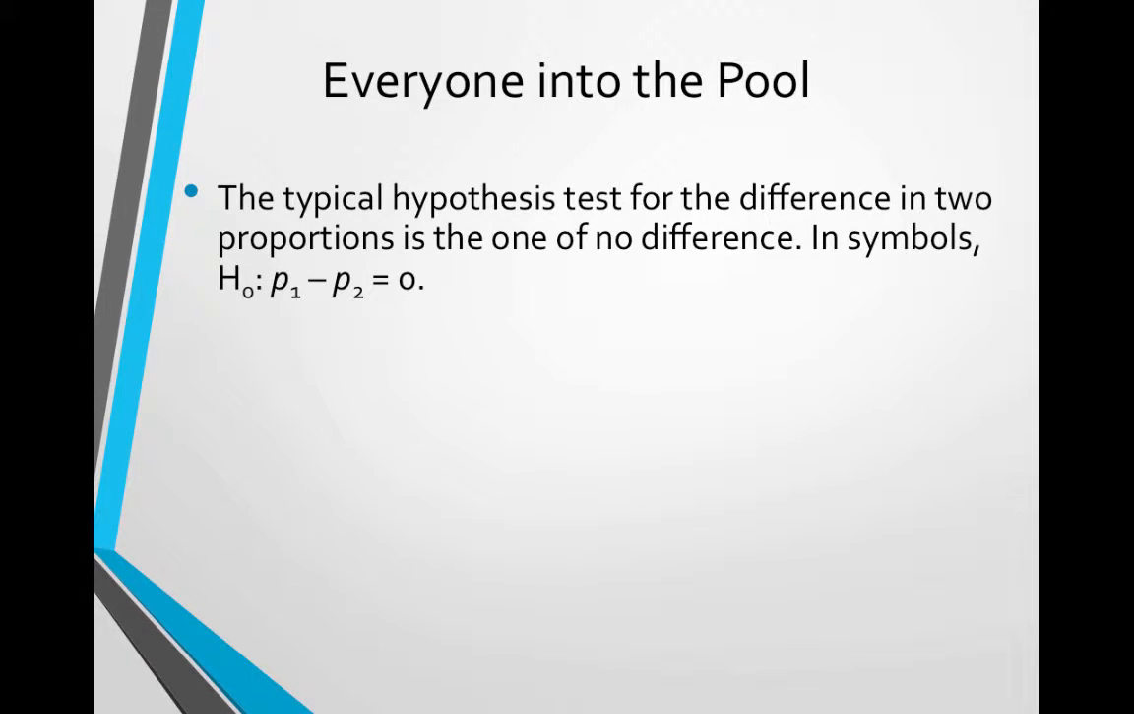Looking at hypothesis tests. The typical hypothesis test for the difference in two proportions is the one of no difference. What that means is that our first assumption is that there would be no difference between the two groups. Remember that null means nothing interesting, nothing exciting is happening. So if there's no difference, well, that's kind of boring. So that's our null hypothesis, that the two groups, or two proportions, would be the same. In symbols, our null hypothesis is P1 minus P2 equal to 0. That is going to be your null hypothesis every single time. Whenever you have to write a null hypothesis, it's always that.